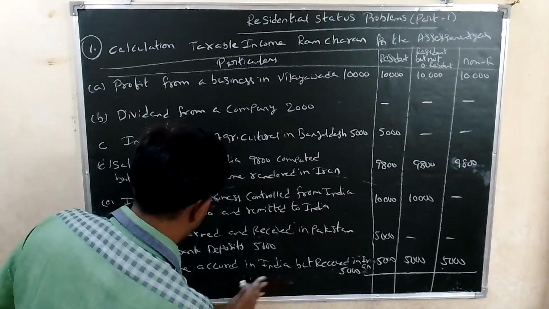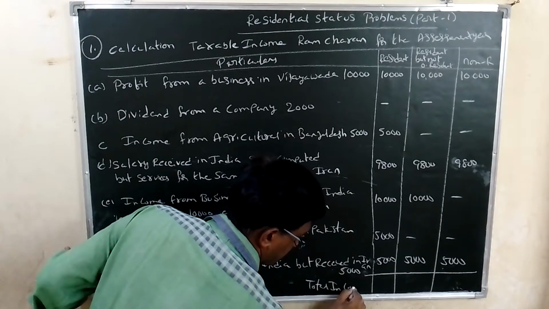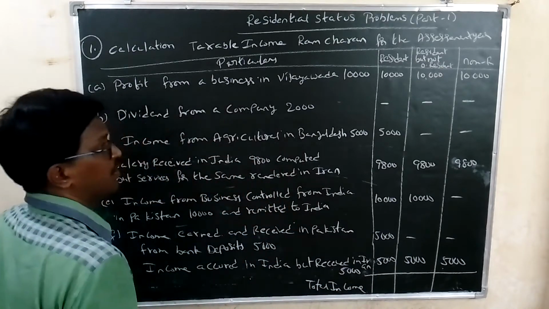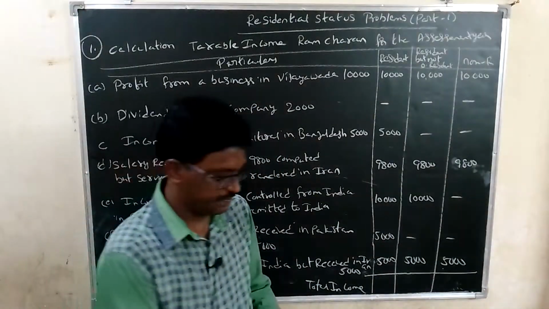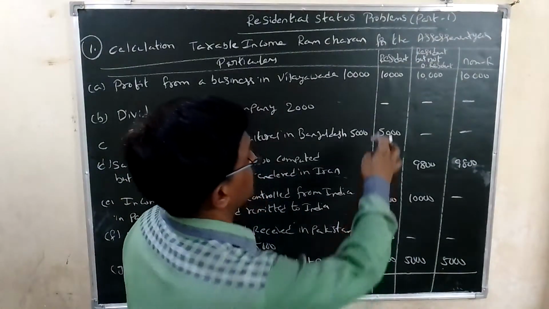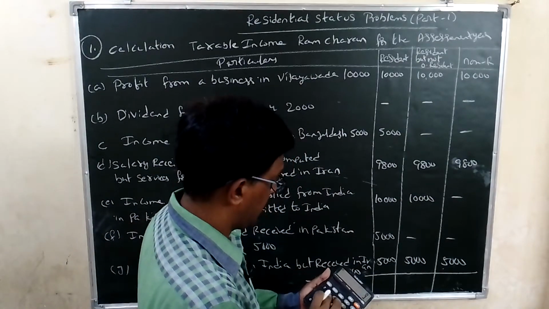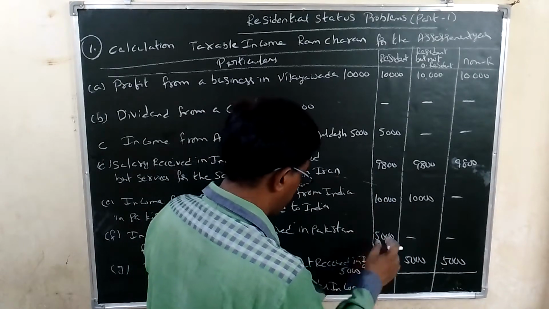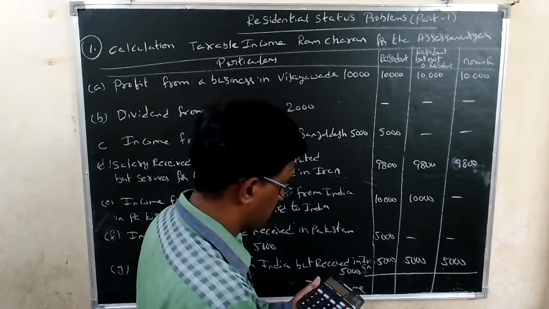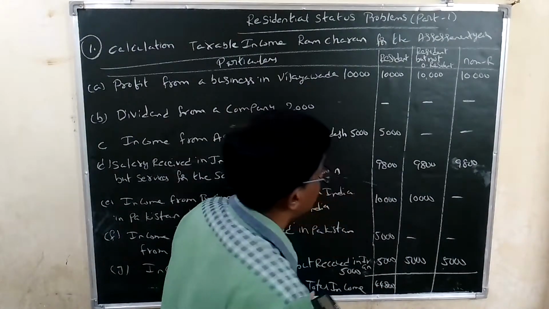Total income. Let us total the solution. 10,000, 15,000, 9,800, 10, 15, 20, 20,000, 44,800.